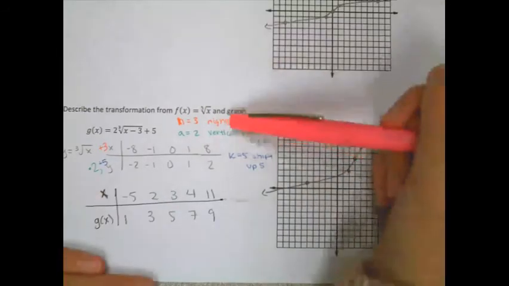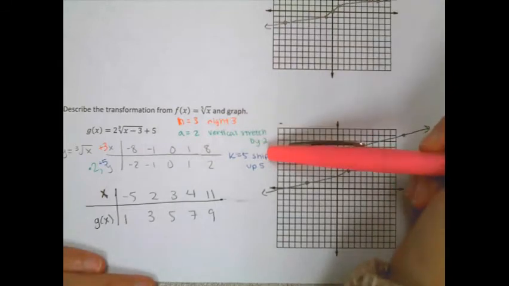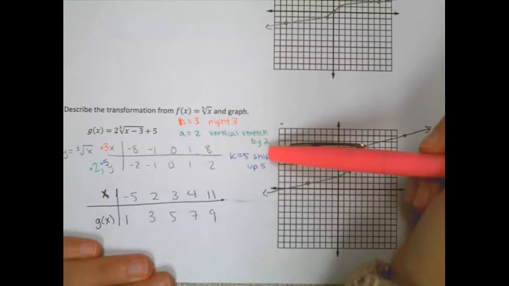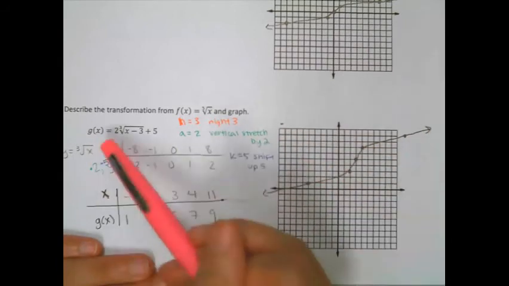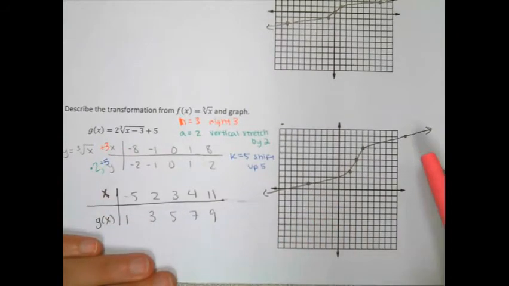So for this example, we shift right 3, we are stretching by 2, and we're shifting up 5. So we get these new coordinates after we add 3 to our x values, multiply by 2, and then add 5. And we get something that looks like this.